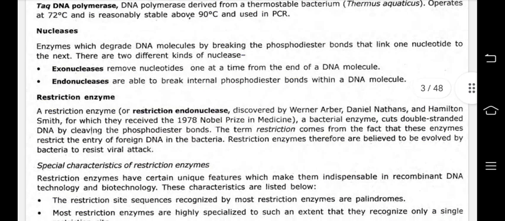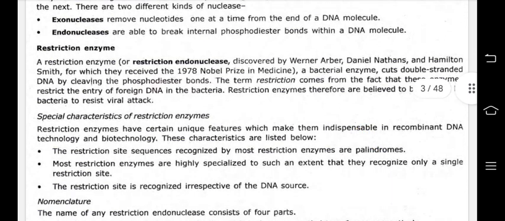Then restriction enzyme, or restriction endonuclease, discovered by Werner Arber, Daniel Nathans, and Hamilton Smith, for which they received the 1978 Nobel Prize in Medicine. A bacterial enzyme cuts double-stranded DNA by cleaving the phosphodiester bonds. The term restriction comes from the fact that these enzymes restrict the entry of foreign DNA in the bacteria. Restriction enzymes, therefore, are believed to have evolved in bacteria to resist viral attack.